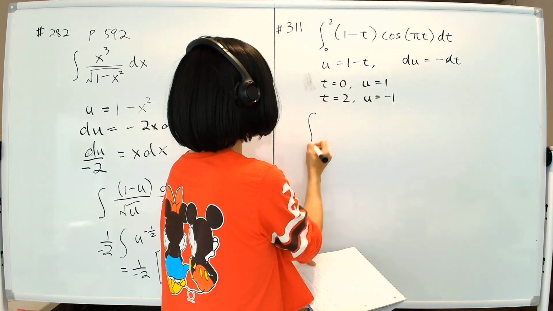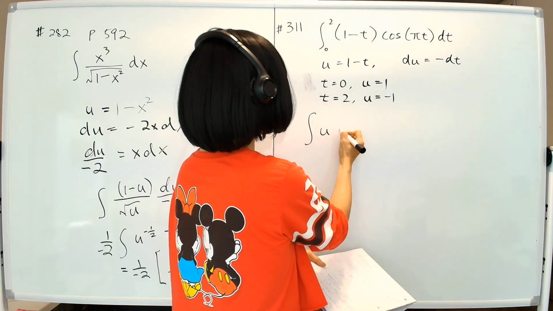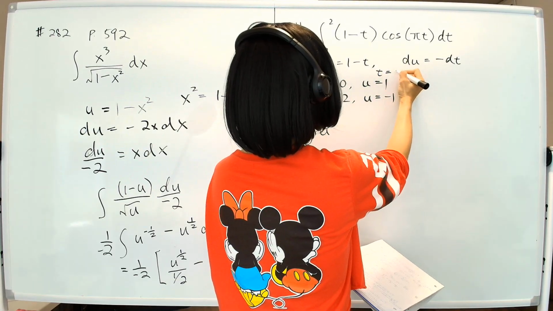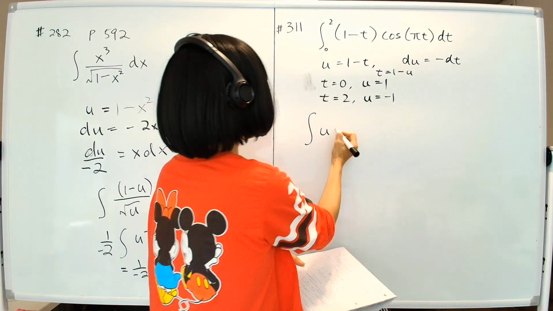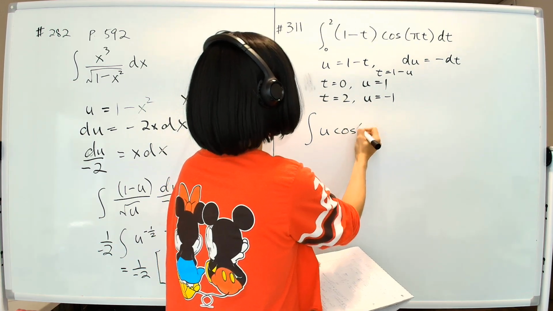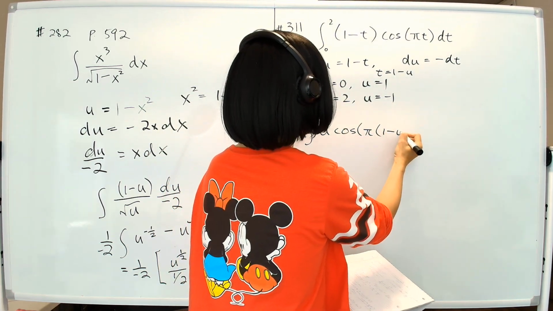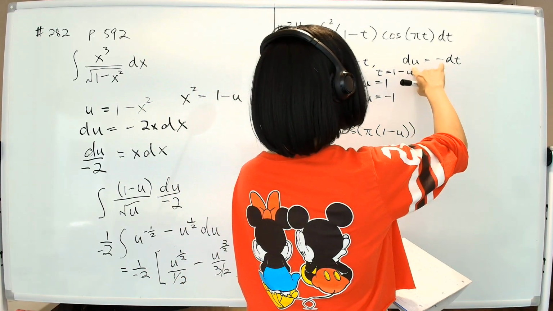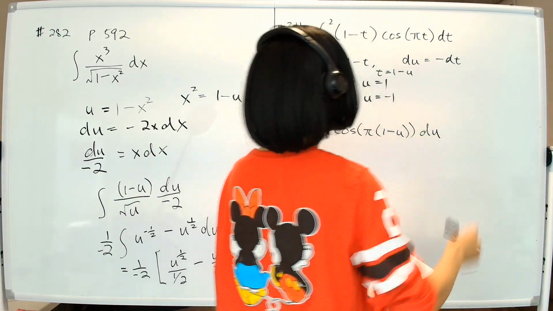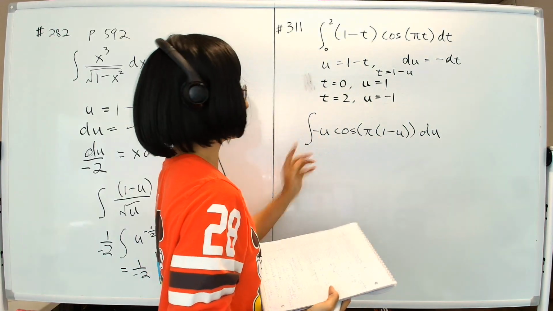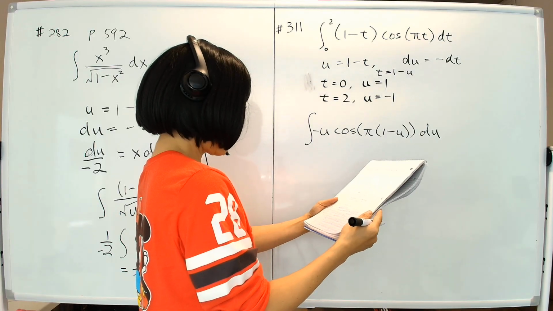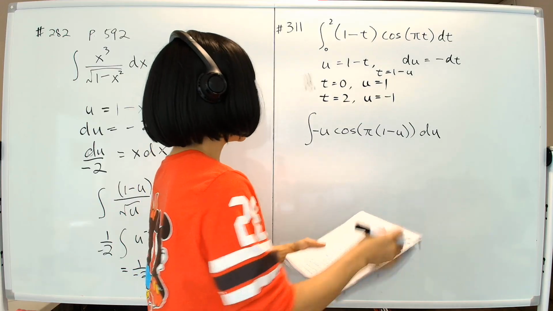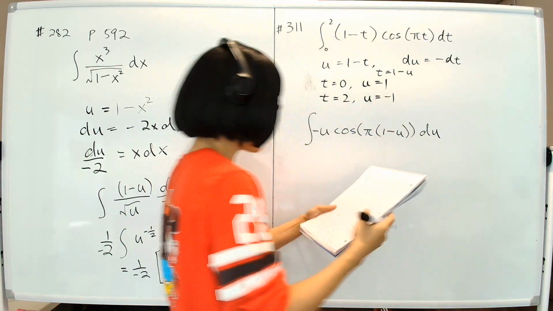So let's write down the new integral. 1 minus t is u. From here we get t equals 1 minus u, of course. So then it will become cosine of pi times 1 minus u, and then negative dt becomes du. Dt becomes negative du, and we'll put a negative sign in front. Or maybe we should keep the negative sign over here. Well, let's not worry about the negative sign for the moment.